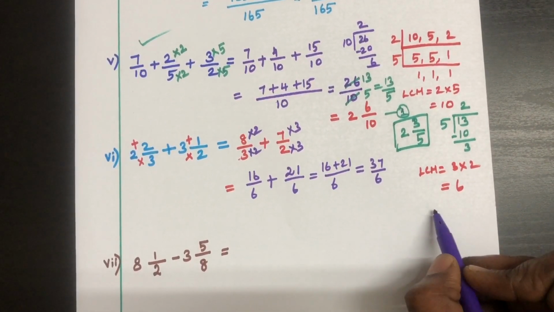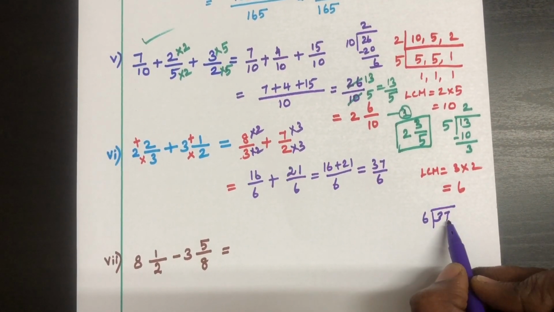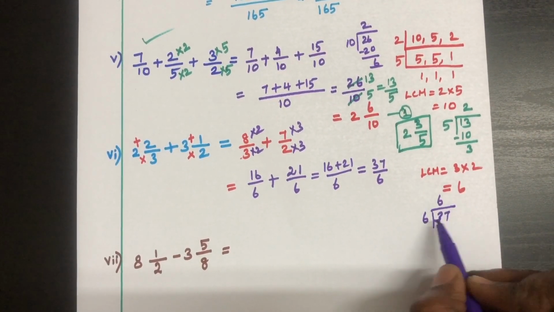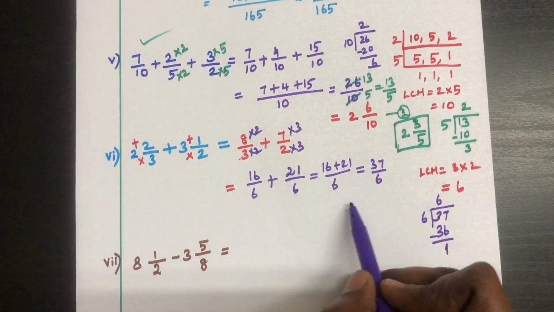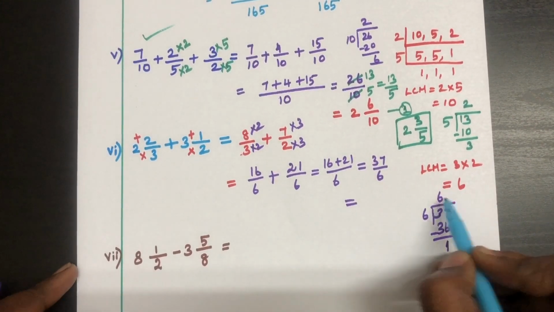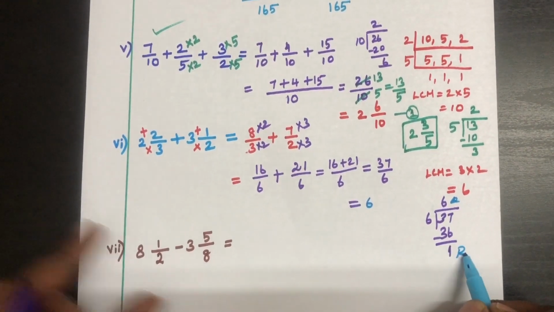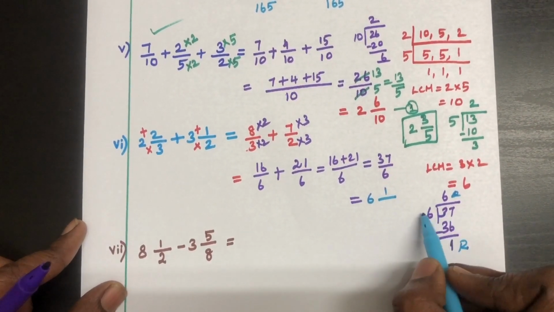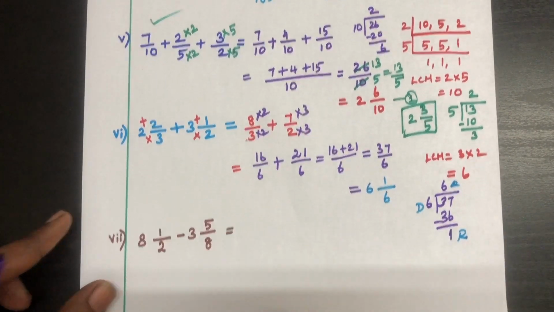Just divide. See, 37 by 6. How many 6s in 37? Only 6. 6 6s are 36. Remainder is 1. So what is the answer? Q or D? This is Q, 6. R is this 1. Divided by, the divisor is this 6. So 6, 1 by 6. This is our answer.